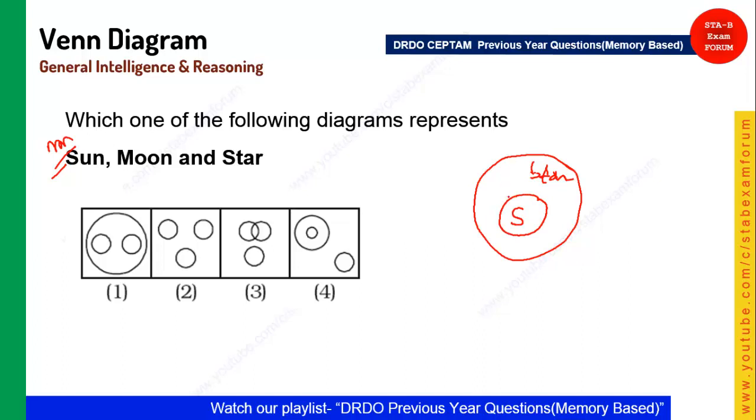So this is the sun, and all the suns in the galaxy are stars, and moon is not a star, moon is not a sun. Moon is a natural satellite, so here comes the moon. So option 4 is the correct answer. Okay, let's see the answer, and the correct answer is option 4.